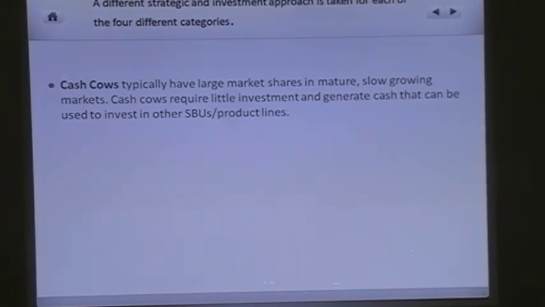Now cash cows are typically businesses with large market shares. A cash cow will be termed as a business wherein the earnings are quite high and the business revenues are stable. There's a good amount of cash flow coming into the organization, and the strategy employed with respect to cash cows is that the company maintains its investment at the current level to get more business from the market.